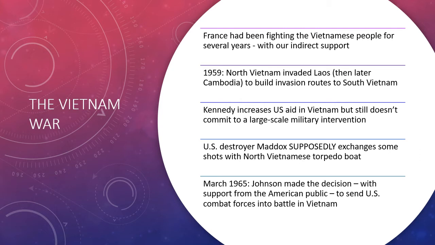But in 1959, North Vietnam invaded Laos, and by 1961, they had used roughly 30,000 men to build invasion routes, not just into Laos, but also through Cambodia, so that they could invade South Vietnam. Now, when President Kennedy entered office in 61, his inaugural address made a very ambitious pledge. He said, quote, "The United States must pay any price, bear any burden, meet any hardship, support any friend, oppose any foe, in order to assure the survival and the success of liberty."